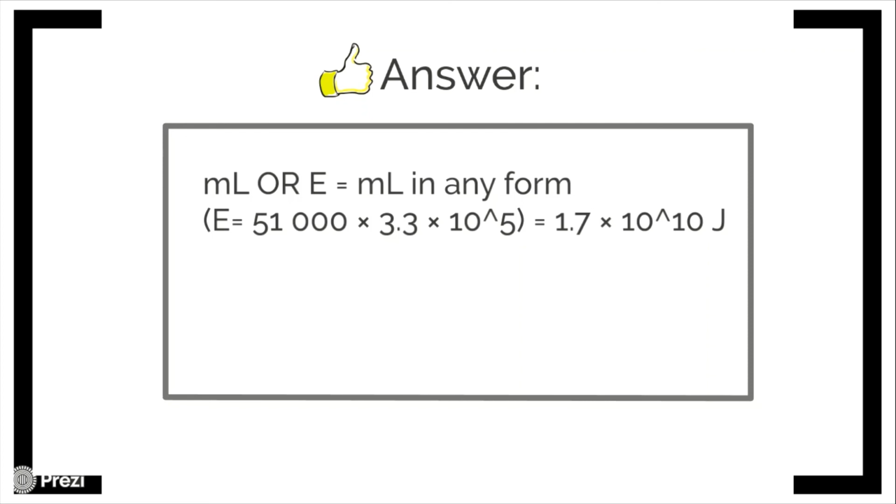So over here we're supposed to find the energy. So in order to find the energy, we know that E is equal to m into L. So E is equal to, m is given as 51,000. So 51,000 times L, which is the specific latent heat, is 3.3 times 10 to the power 5. So 51,000 times 3.3 into 10 to the power 5 will give you 1.7 into 10 to the power 10 joules. And this is the answer for the energy required.